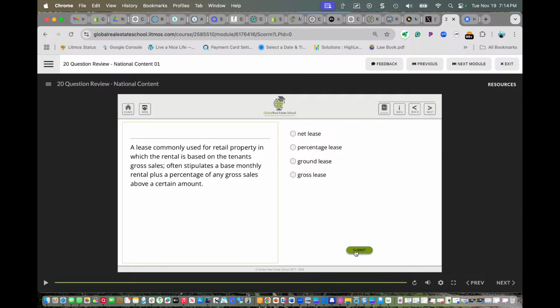Now, a lease commonly used for retail property in which the rental is based on the tenant's gross sales often stipulates a base monthly rental plus a percentage of gross sales is what we call a percentage lease. Now, percentage lease will normally have a fixed monthly income or a base income, and then you're going to pay a percentage on the sales over a certain amount.